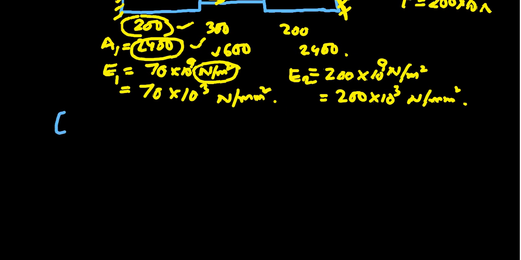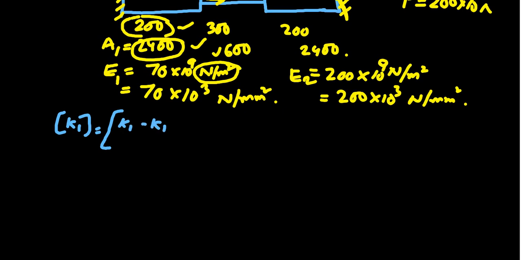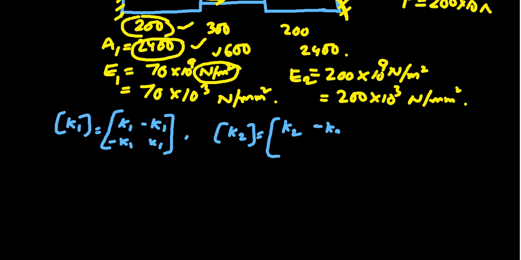K1 is the element stiffness matrix for element 1. So K1 is equal to E1 by L1 times the matrix [1 -1; -1 1]. So before that we will write the common matrix as [K1 -K1; -K1 K1], and for K2 it is [K2 -K2; -K2 K2].